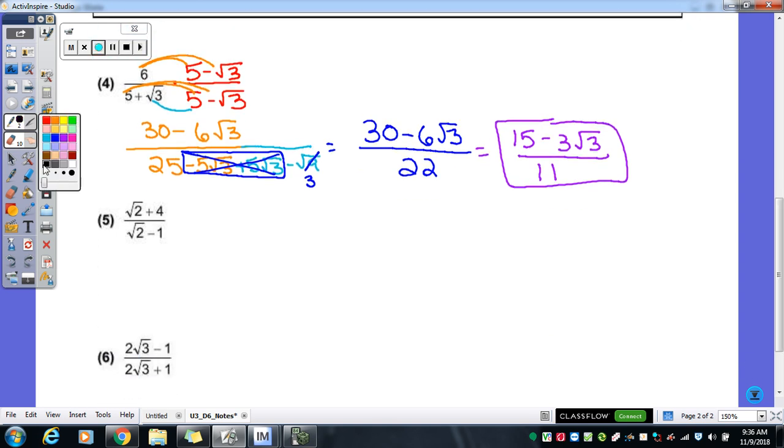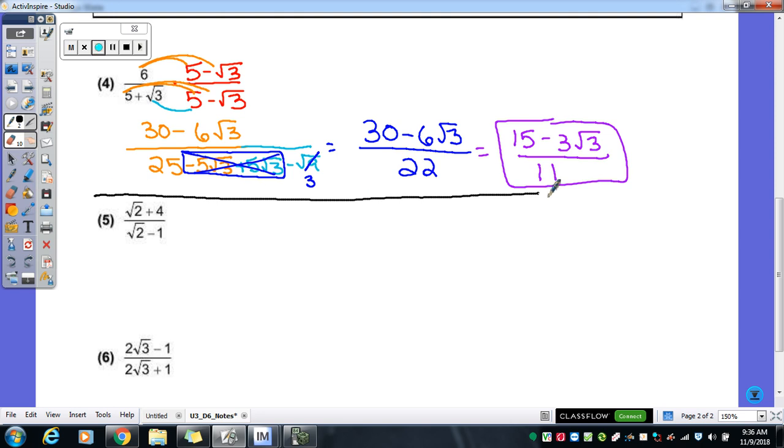All right, let's try again. So for number 5, binomial in my denominator, 2 terms down there. So I have to figure out my conjugate. What would our conjugate be of our denominator? Radical 2 plus 1. So that's what we multiply the top and the bottom by: radical 2 plus 1.